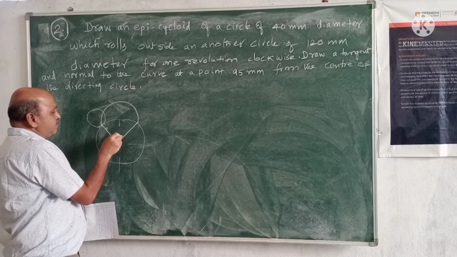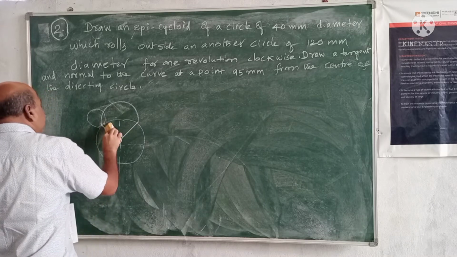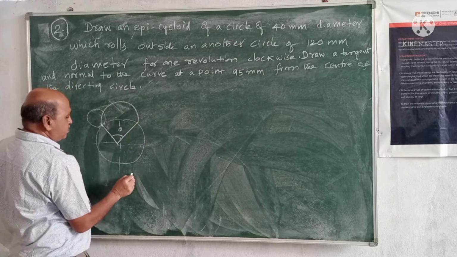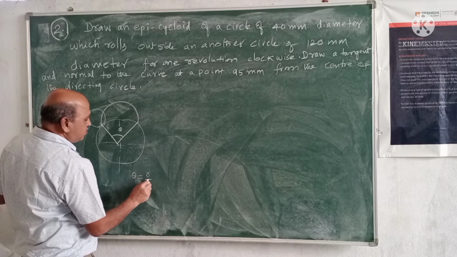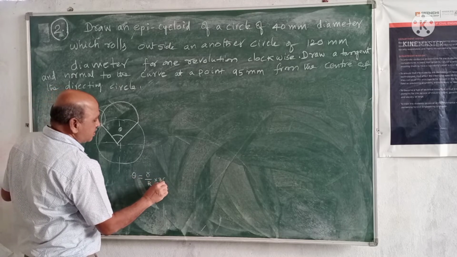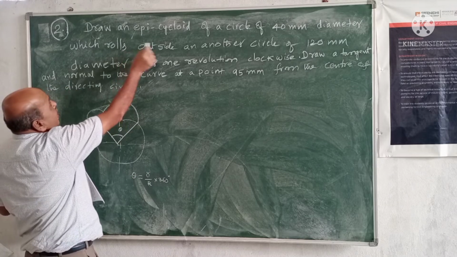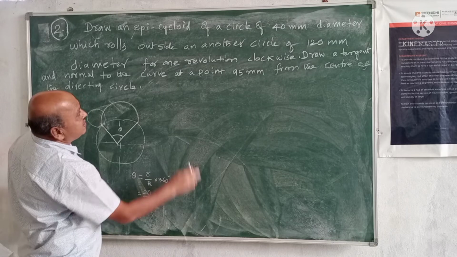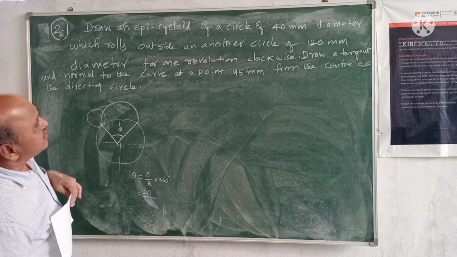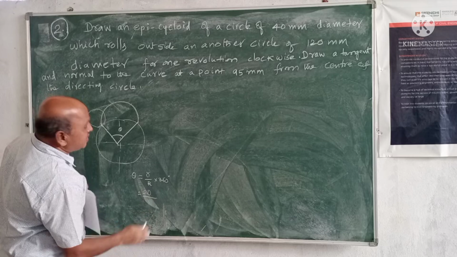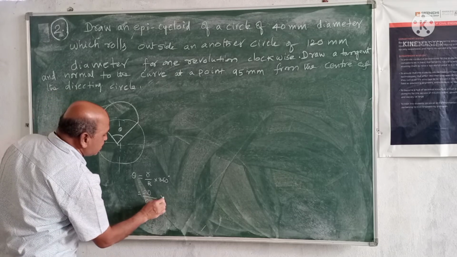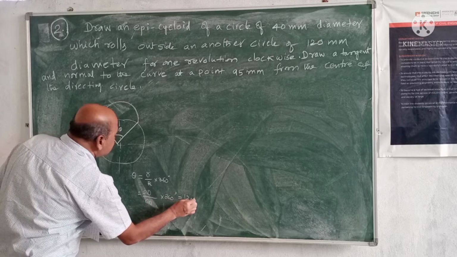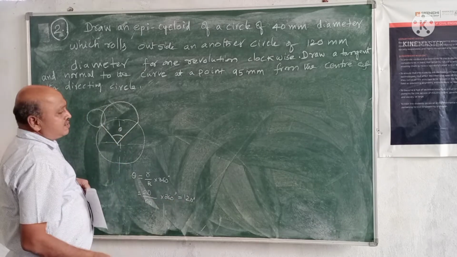What is this angle? I told you in the previous video, angle theta is equivalent to r by R into 360. So what is this here? r is the generating circle radius, so it is 20, by capital R, the radius of the directing circle. The diameter is 120, so it is 60, into 360. So the calculation we are getting is 120 degrees. So this angle theta is equivalent to 120 degrees.